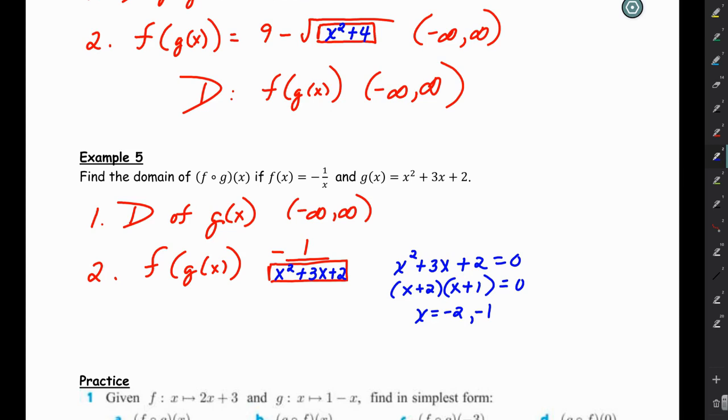All right, and we're just going to keep this really simple. We're just going to write that x cannot equal negative 2 and negative 1. We're not going to put that in interval notation right now. All right, so we just need to see the overlap. So we have all real numbers overlapping with x does not equal negative 2 or negative 1. So the overlap for this one would be where x does not equal negative 1 and negative 2.